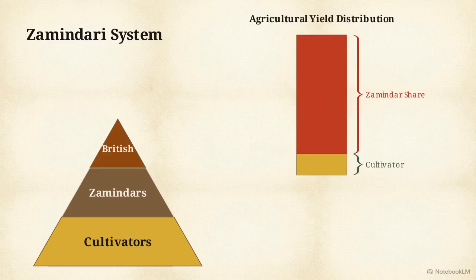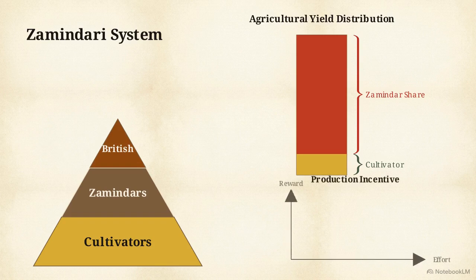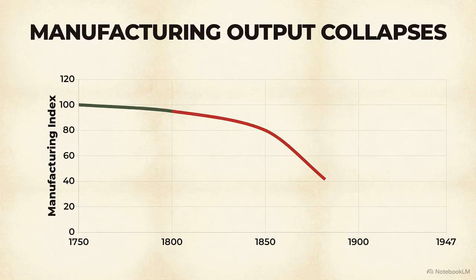The Zamindari system engineered agricultural collapse because it eliminated the financial incentive to innovate. If landlords seize all the extra yield, cultivators have no reason to try and increase production. Moving to the industrial sector, the objective was systematic de-industrialization.